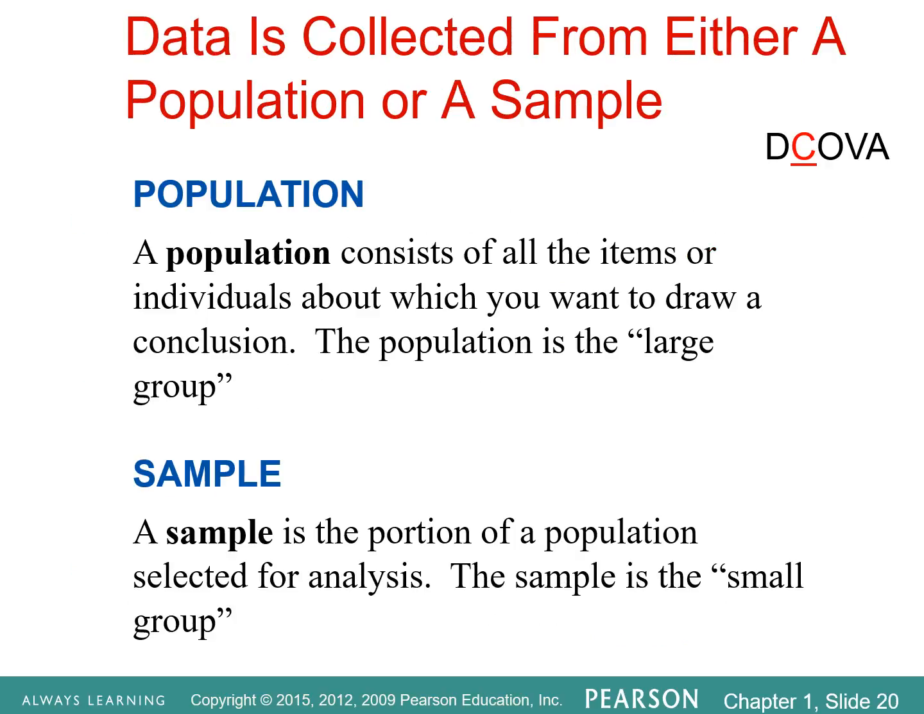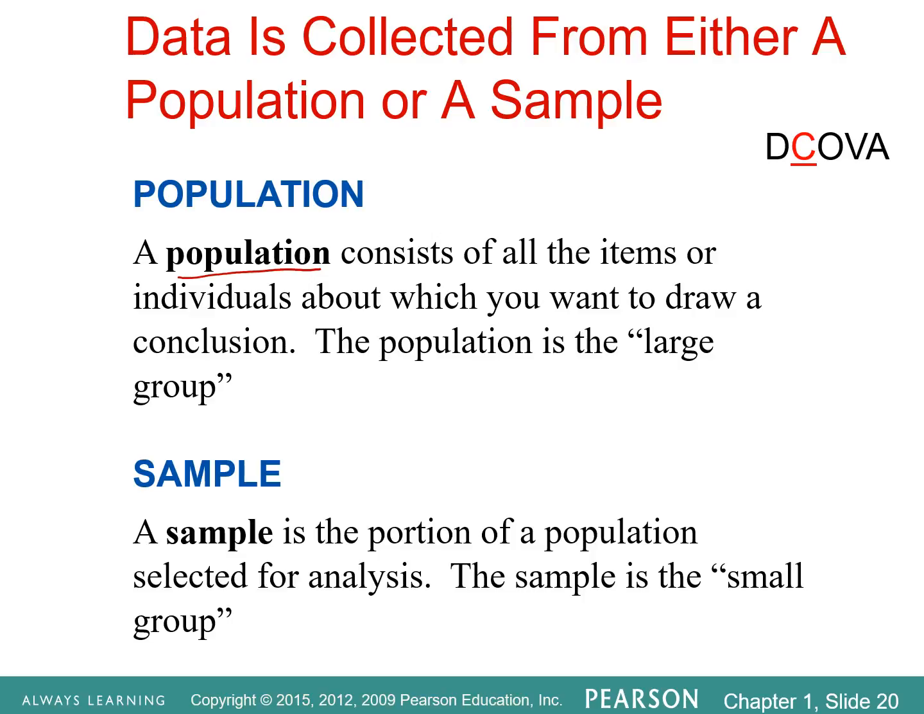So, data collection from either a population or a sample. A population here consists of all of the items or individuals about which you want to draw a conclusion. A population is the large group. Now, typically, we can't ask every single person what they thought of Sharp Hospital. Have you had an interaction with Sharp Hospital? But you can take a sample, right?